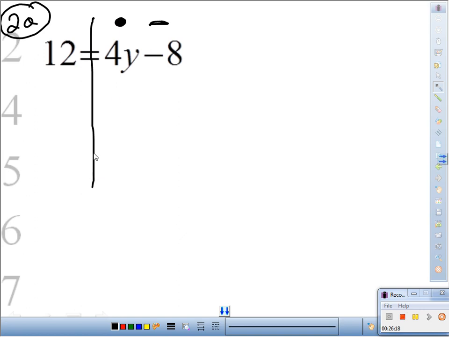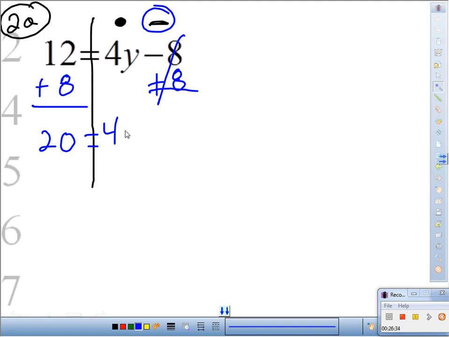In addition and subtraction. So we start from subtraction. So what is the opposite of subtraction? So we add 8, add 8. We're left with 20 equals 4 times y. So what is the opposite of multiplication? Division. Divide by 4, divide by 4. Therefore, get it? Therefore, 5 equals y.